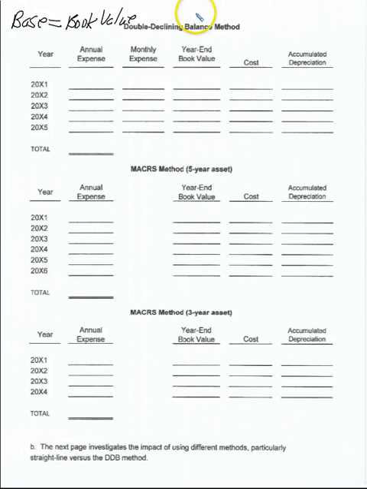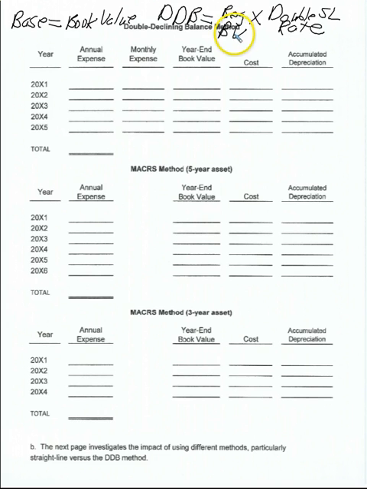Now, we're going to use book value, and so here's the double declining balance formula. We're going to take the beginning of the year book value times double the straight line rate. So we will double the straight line rate.